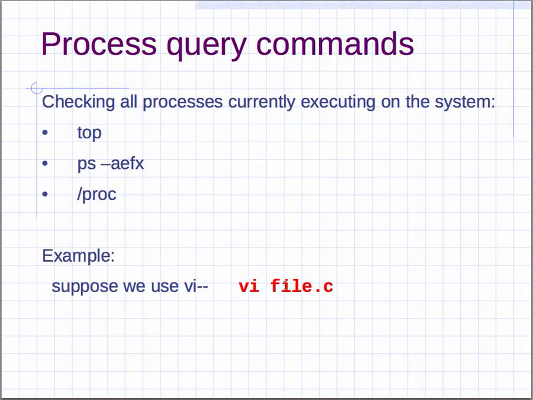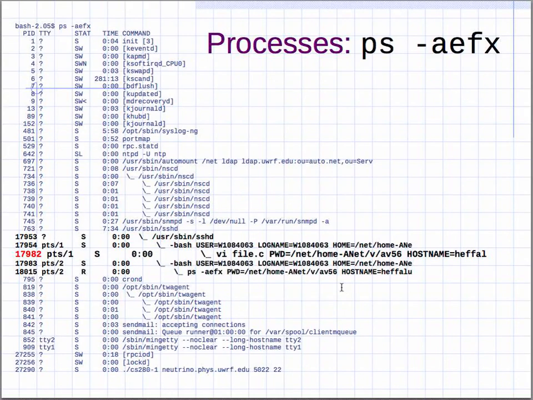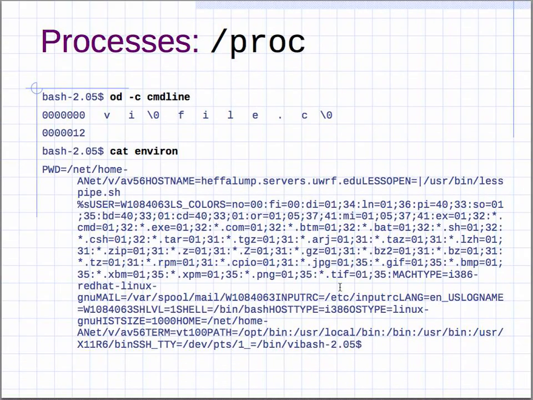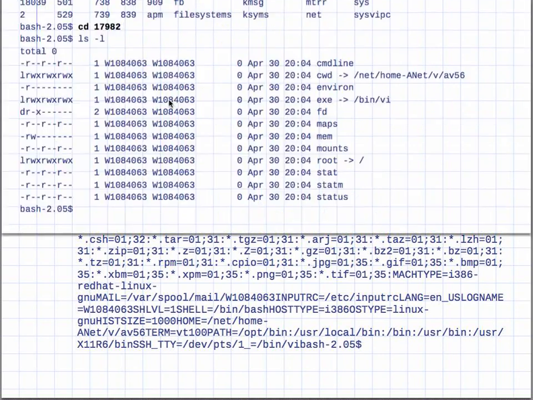We said vi file.c, and you see all those things show up in this command line file. So let me just back up. Right now we're looking in /proc, in a particular directory that corresponds to a process that we're currently running.